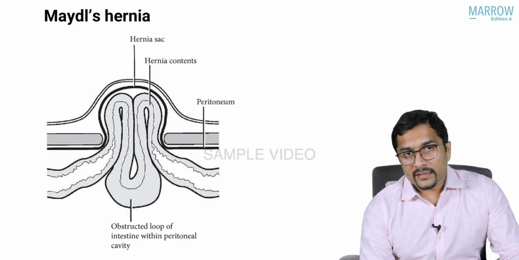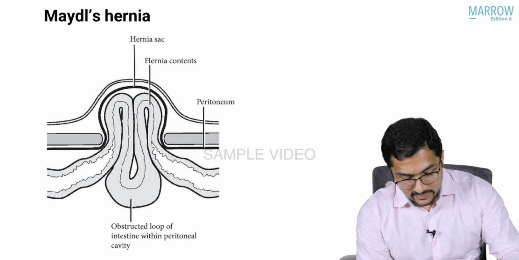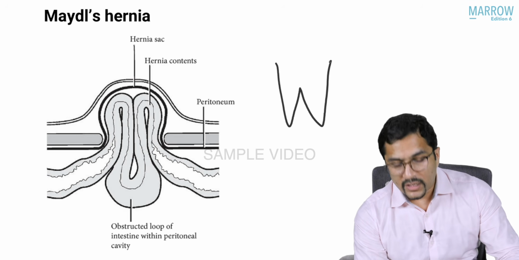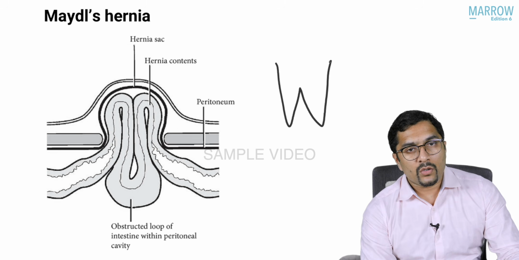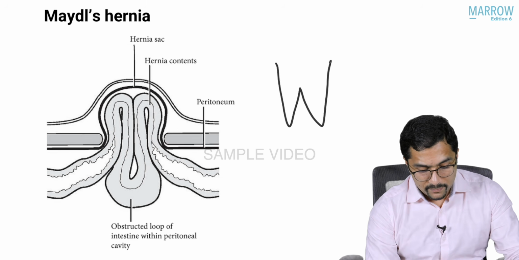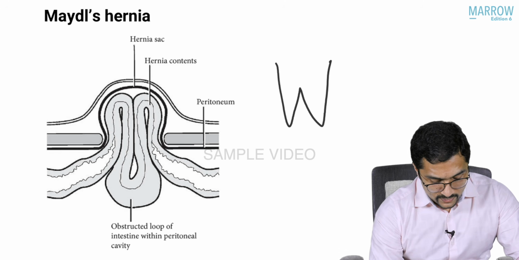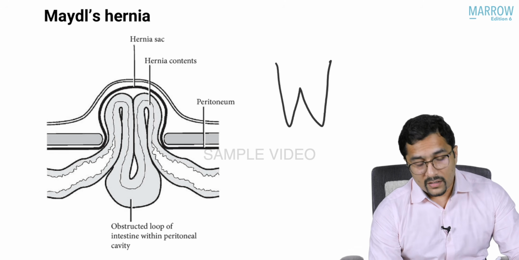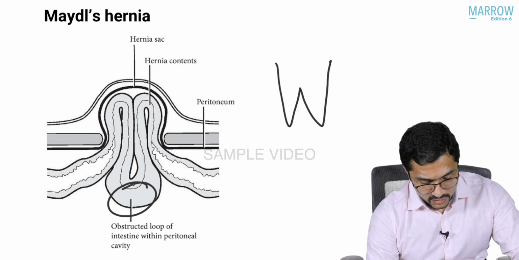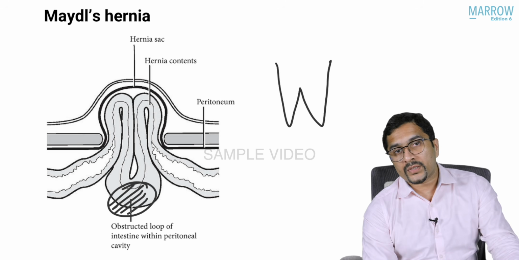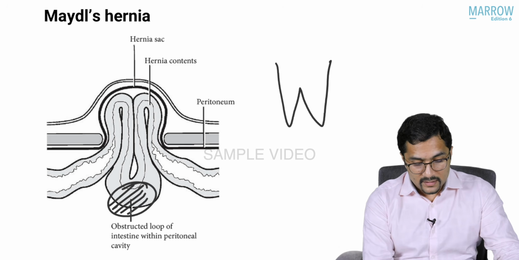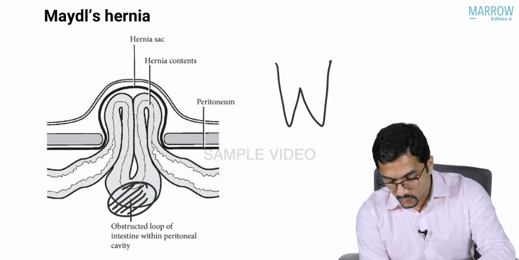Maydl's hernia, on the other hand, is a wide defect, and this is known as a W-shaped hernia. More than one bowel loop can herniate through. This is a Maydl's hernia. But one thing you should remember in Maydl's hernia is that strangulation usually occurs in the junction which is joining the two loops.